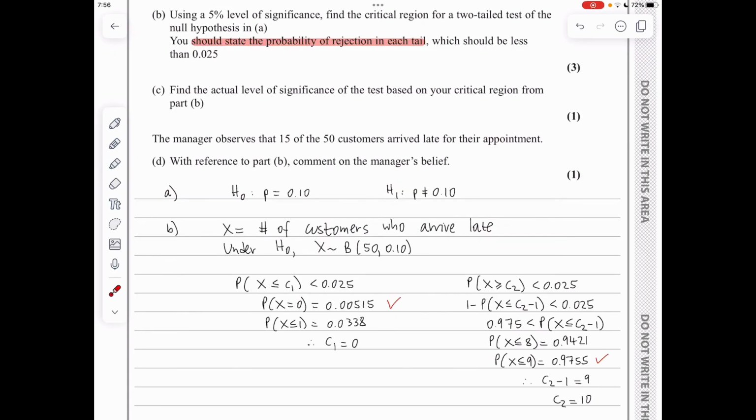And in part D, we are told that the manager observes that 15 out of the 50 customers arrived late for their appointment, and with reference to part B, comment on the manager's belief.